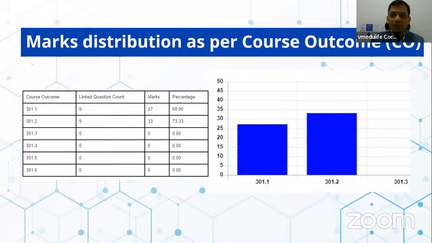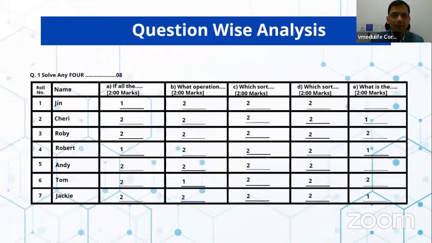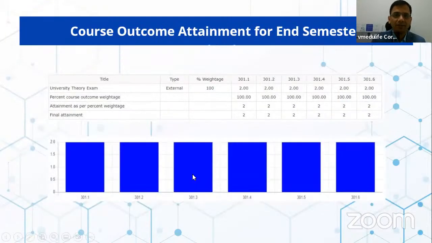Then there is the marks distribution as per CO, course outcome. This is available, and this is the question-wise analysis. We will also have a brief look at the software or portal once we finish with the PPTs, the presentation. It's very easy to understand. The students are on the vertical line, and the questions are on the horizontal line. This is how we need to perform the question-wise analysis. That's it.